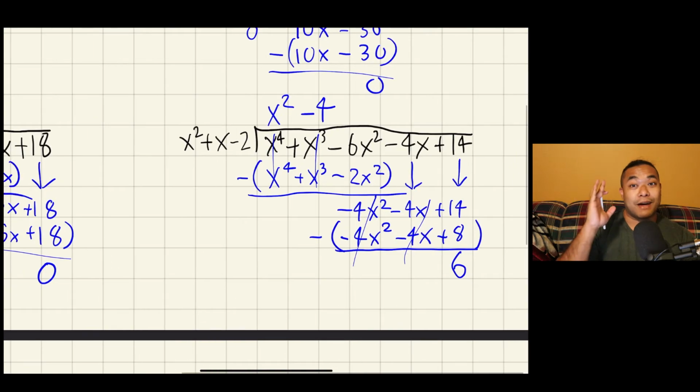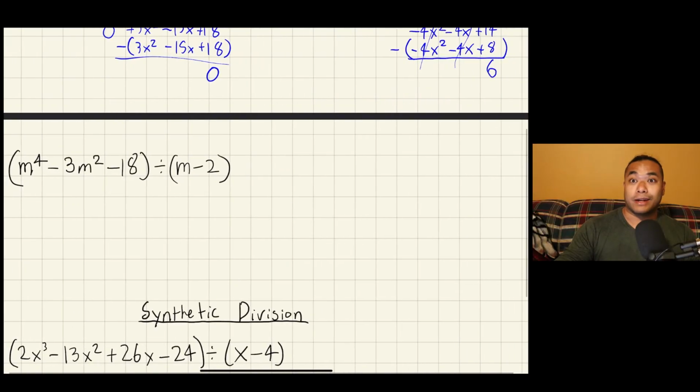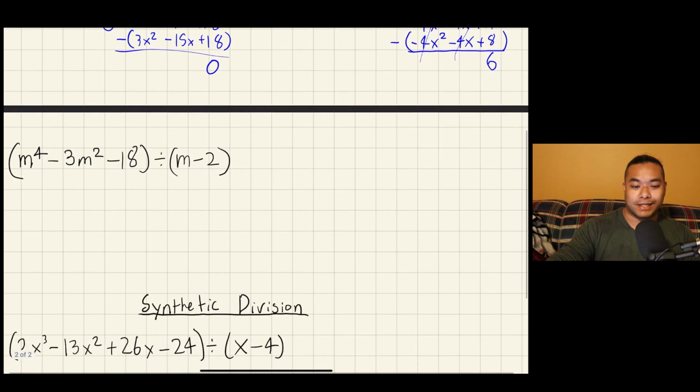So that means I have a remainder. I don't know what that remainder is yet. We're going to talk about that another lesson day. So for now, we're going to say my answer is x squared minus 4, remainder 6, and we're done. So here is my answer: x squared minus 4, remainder 6. Eventually, we're going to talk about what that number really means, but not today. Okay, now we're going to work on this next problem.